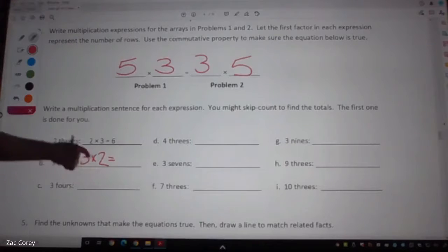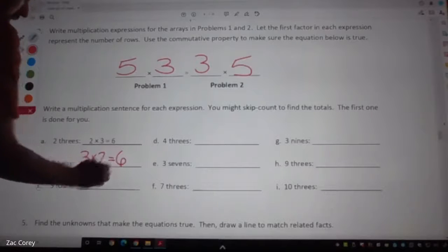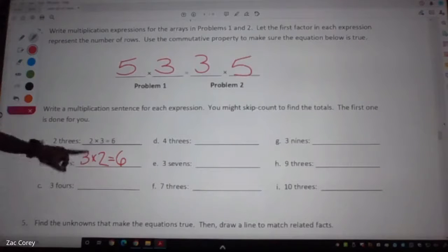What does that equal? If we count by 2s 3 times, let's try to figure it out. 2, 4, 6. Look at that. Same answer. We use the same numbers, we just flip them, right? 2 times 3 equals 3 times 2. Let's do the next one.